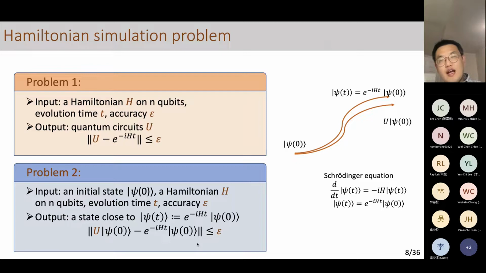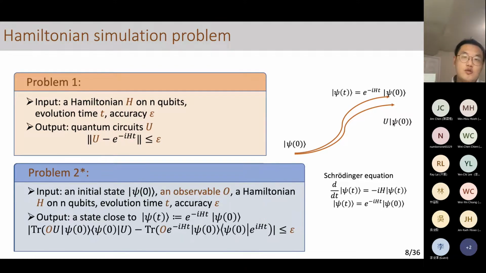Furthermore, in practice, maybe we don't just care about the distance of the output states. We also care about some observable. We want to know the expectation value for this observable. So a more practical version of this problem is we only want to guarantee that the expected value for this observable is quite close.